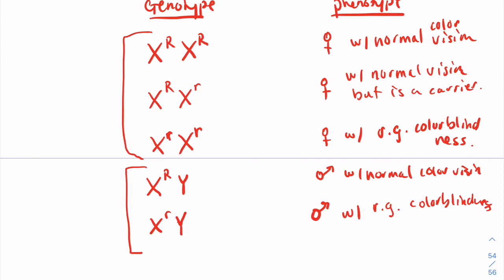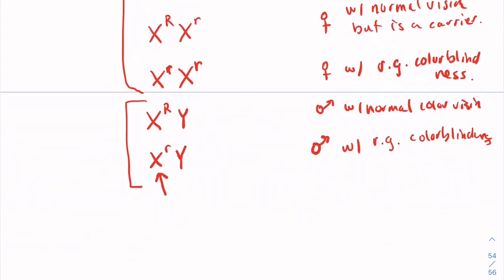Males are more likely to have an X-linked disorder because they only have 1 X chromosome. They only have 1 shot at getting the healthy allele. So if any of you know someone who has red-green color blindness, my guess is that they are probably male.